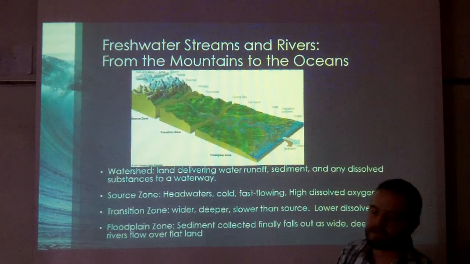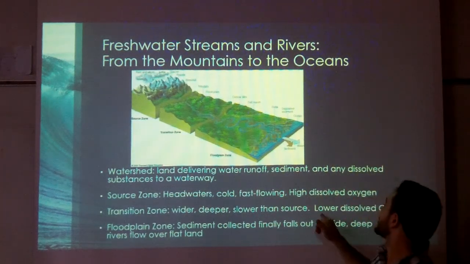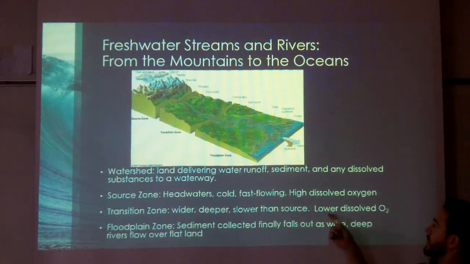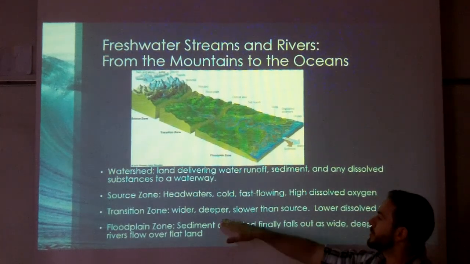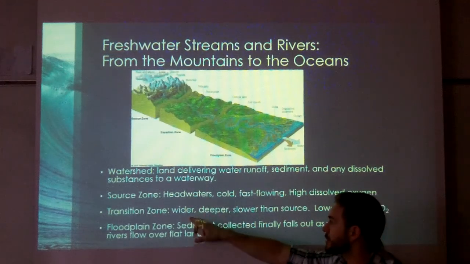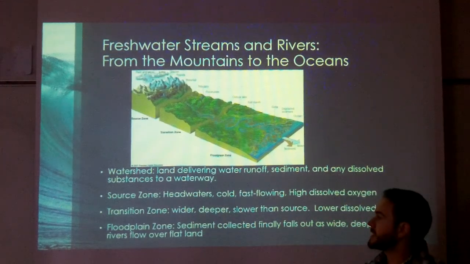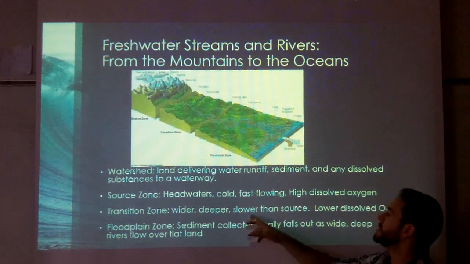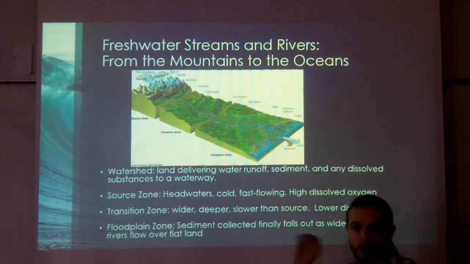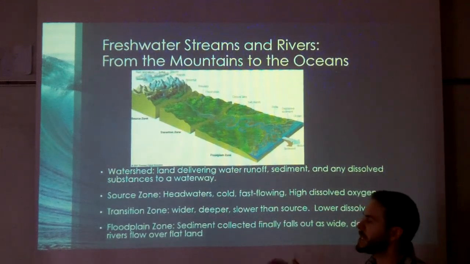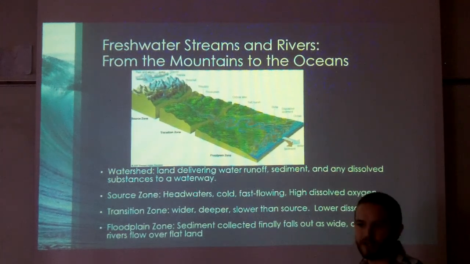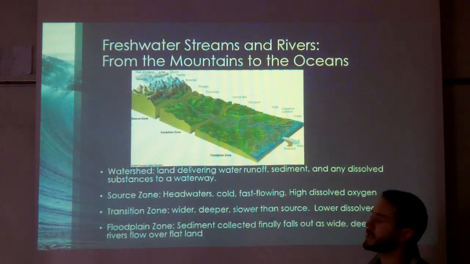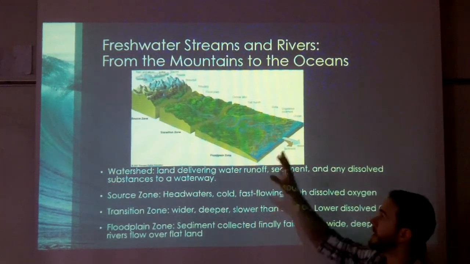But they don't move as fast. You have lower dissolved oxygen, but it's not really, really low. So the rivers are a little bit wider, starting to get that meandering shape, and it's moving slower than the source. So the fish here need to move quickly, but not as quick, so they have a lower oxygen demand, and this is where you find a lot of your bass in that area.